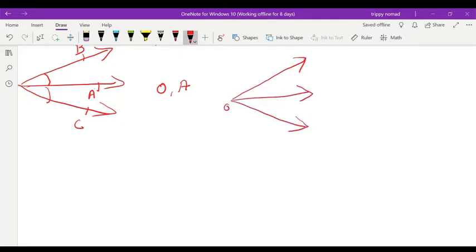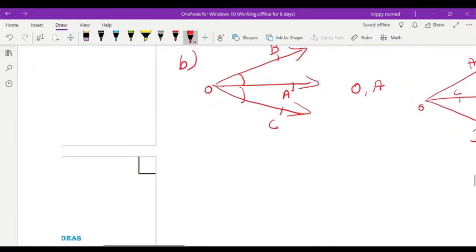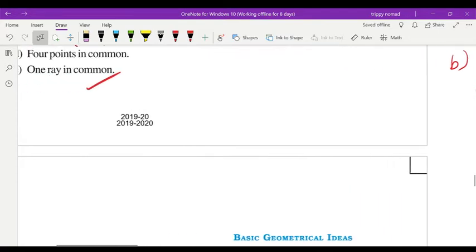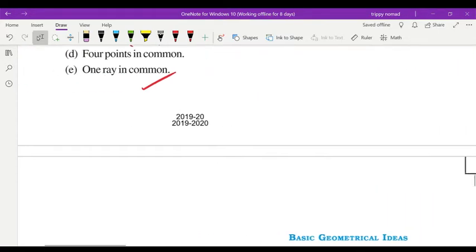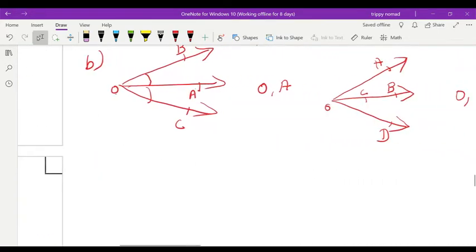Okay, this point O, A, B, this one C, and this one D. So how many points are common? Here O, B, and C. Okay, now next after C, D, 4 points common. Same way children, you may draw 4 points common.